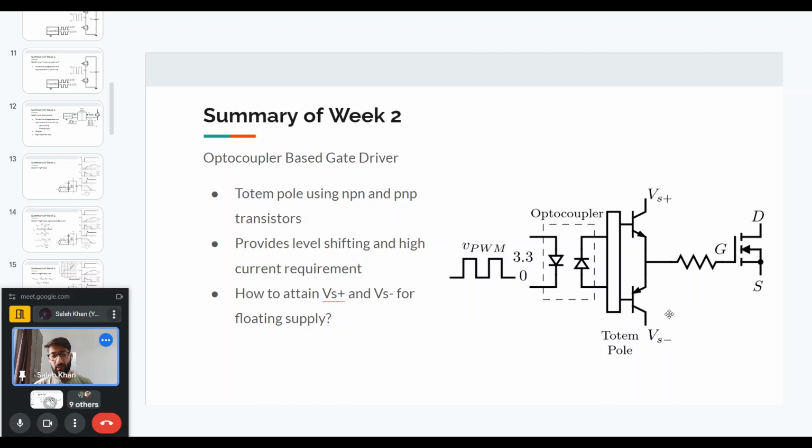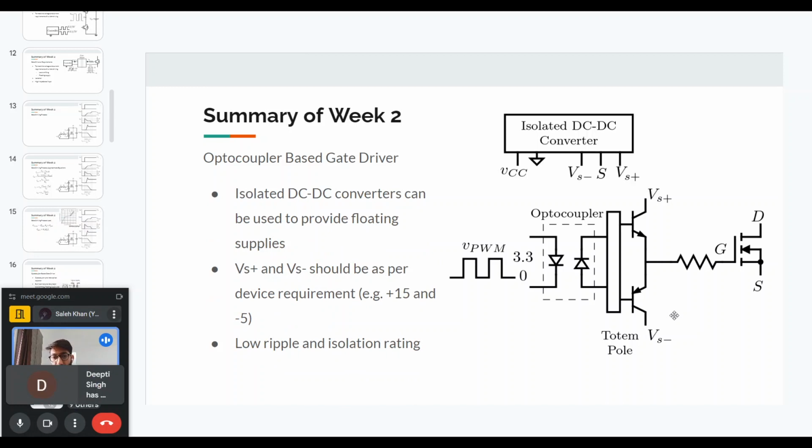So now the question is how to attain these Vs plus and Vs minus for floating supplies. If the S terminal is floating, it is the high side switch, as we saw in the case of a half bridge, then the S voltage will also be changing. It will be changing from 0 to VDC. So then the supplies Vs plus and Vs minus should also be changing. So how do we actually attain that? One simple way, though it may be costly, is by using isolated DC-DC converters.